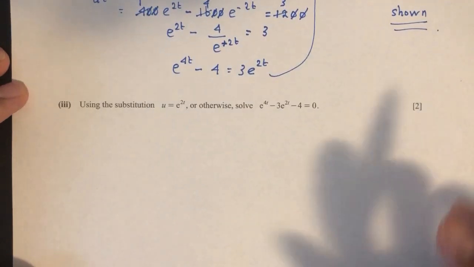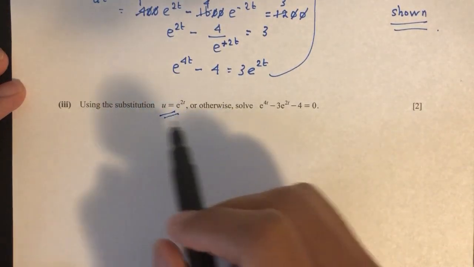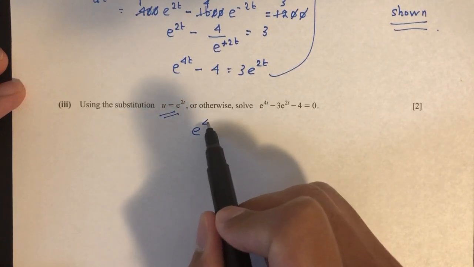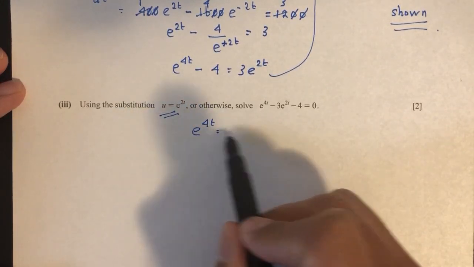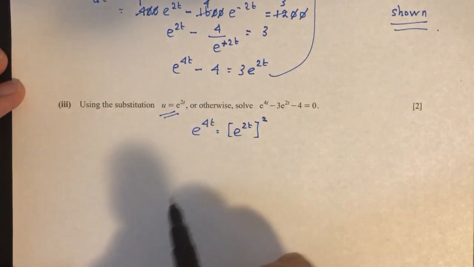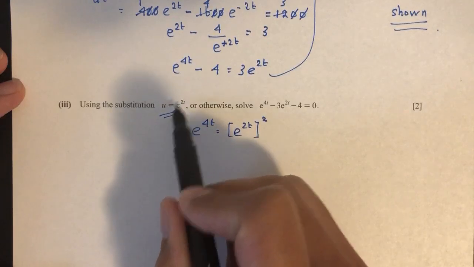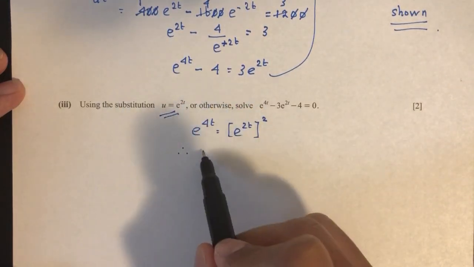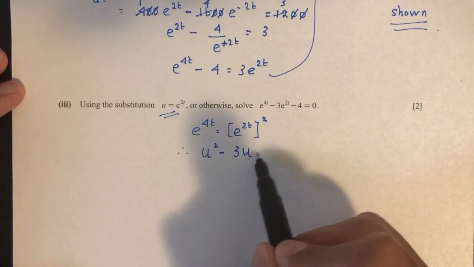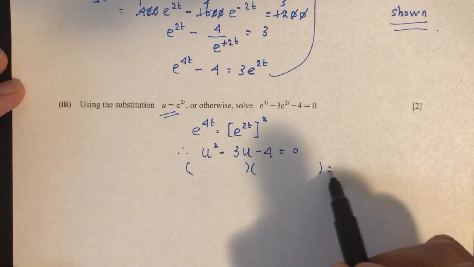Now moving on to part 3. Using the substitution, solve the equation. So basically we have to use this. Here we have e^(4t). What is e^(4t)? It is just (e^(2t)) to the power of 2, if that makes sense. So let's replace. u is e^(2t), so e^(4t) will be u squared. So u squared minus 3u minus 4 equal to 0. Solve.